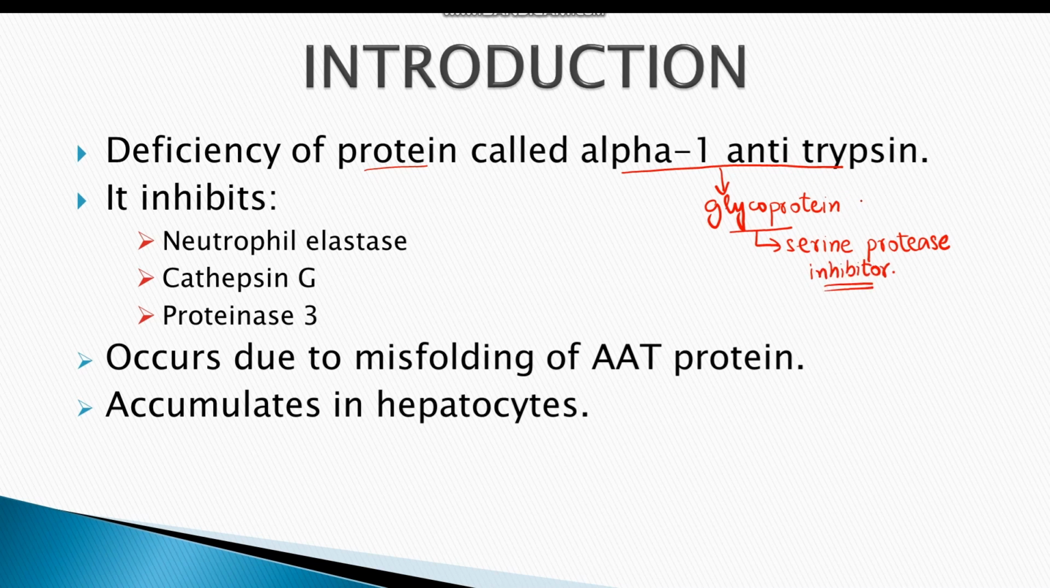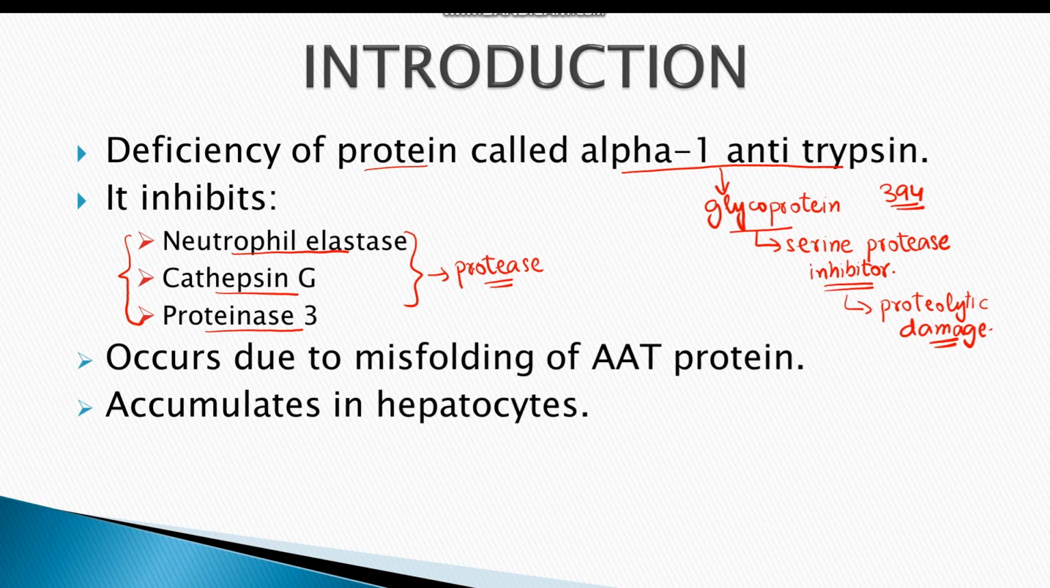The protein is composed of 394 amino acids, and it protects the tissues from proteolytic damage. Alpha-1 antitrypsin inhibits certain neutrophilic enzymes such as neutrophil elastase, cathepsin G, and proteinase 3. All of these enzymes are proteases in nature, and they are secreted by the neutrophils in case of inflammation. These enzymes destroy the pathogens as well as the host tissues.